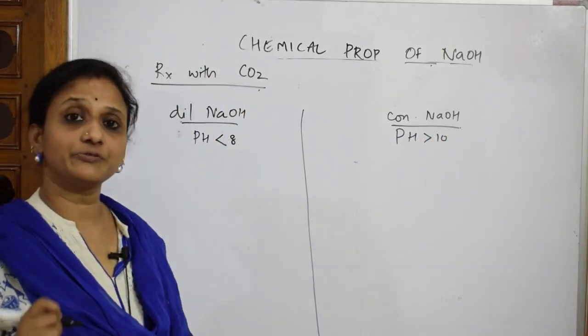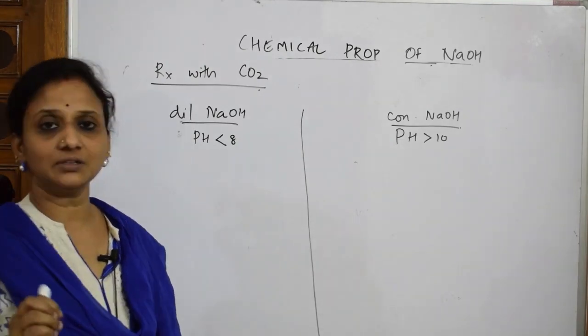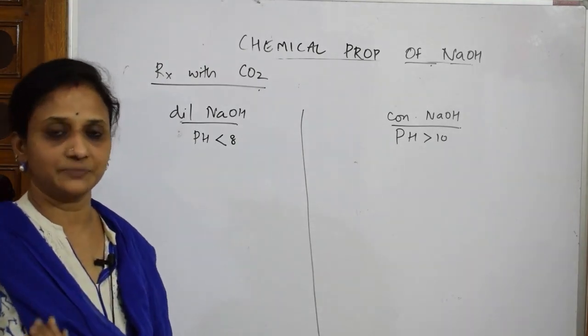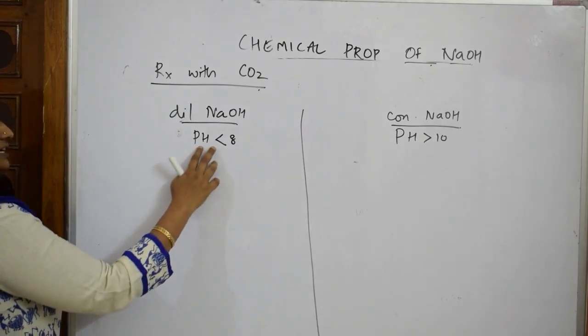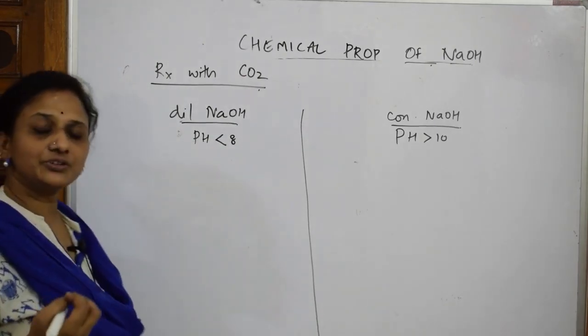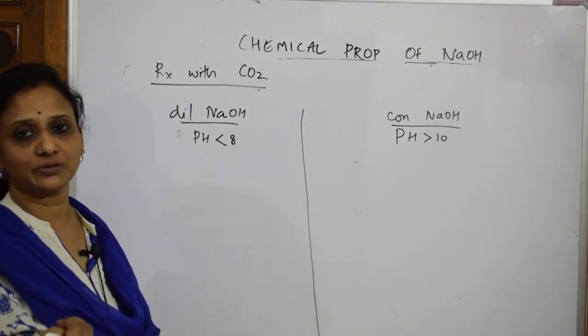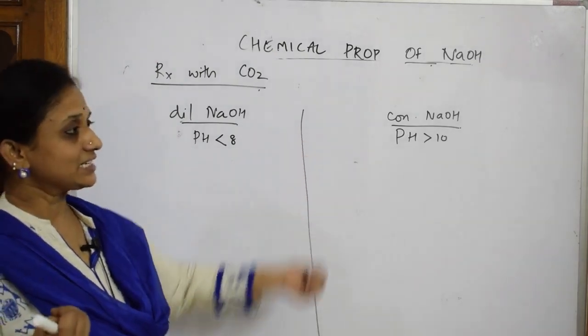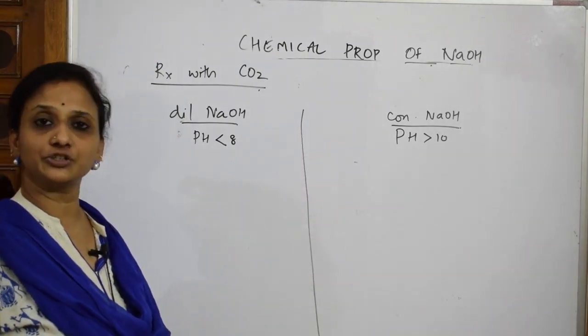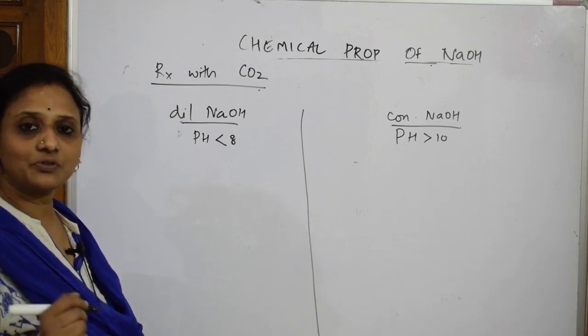There are 2 different products formed. You need to be careful in the given options in the question. When the pH is less than 8, that means you're going to pick up a dilute solution of sodium hydroxide. If the pH is greater, that means you're picking up a concentrated solution of sodium hydroxide. Let us see the products formed.